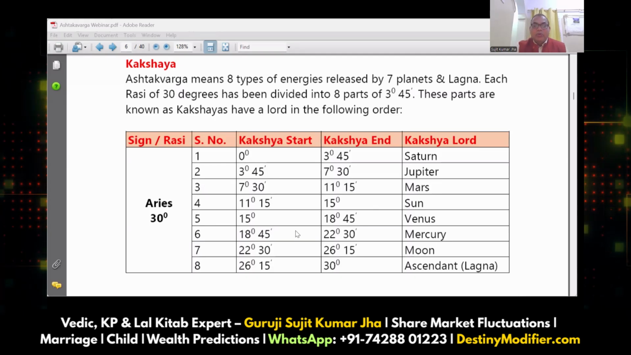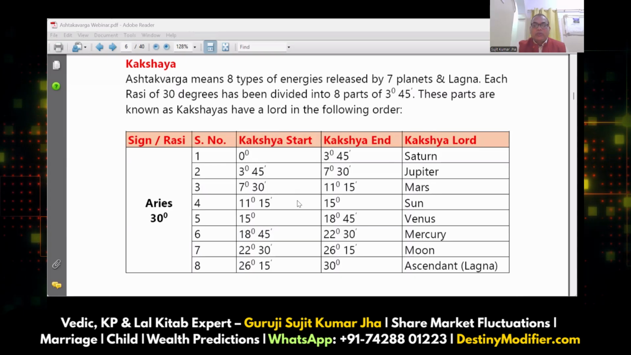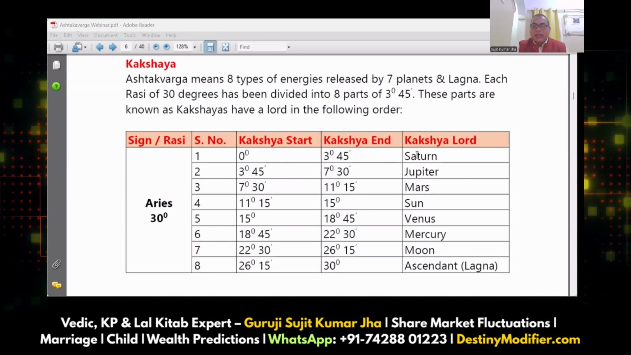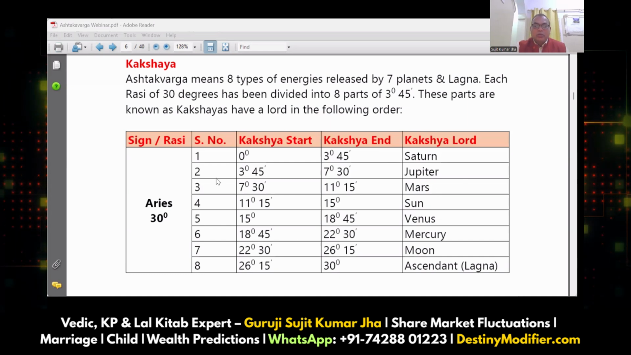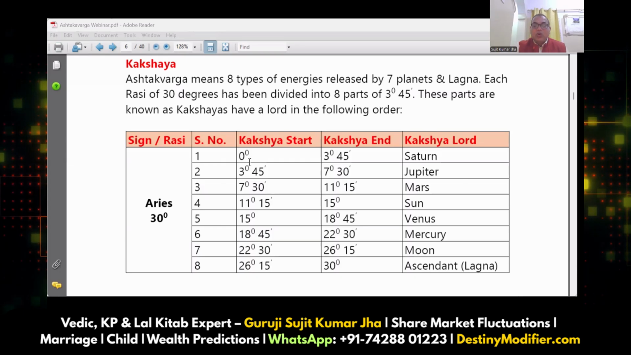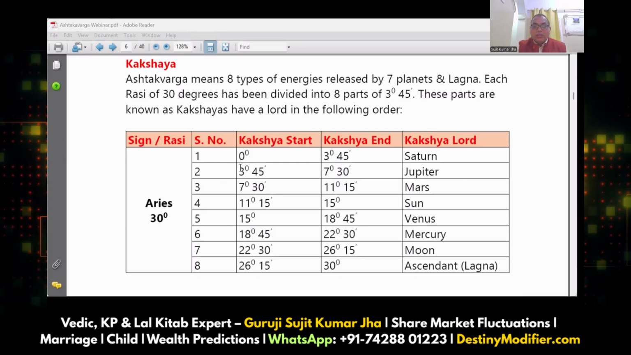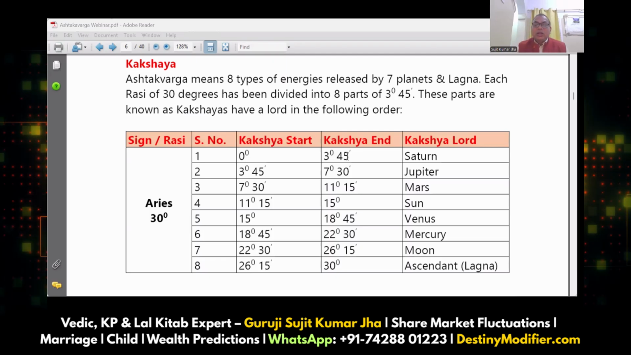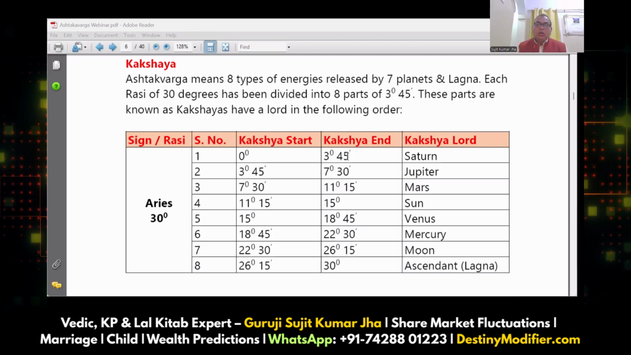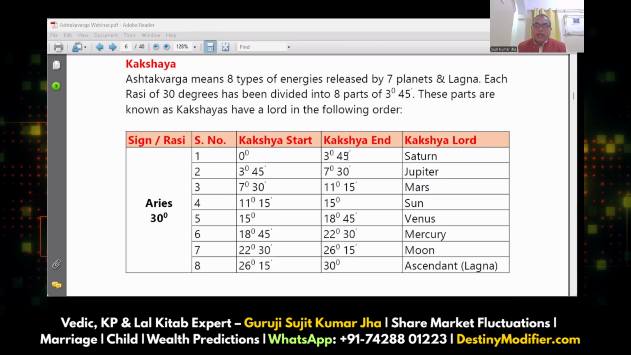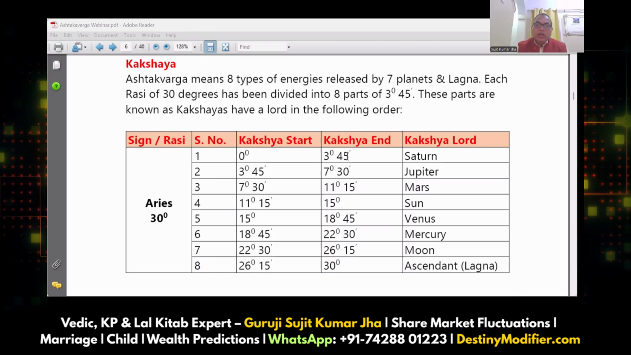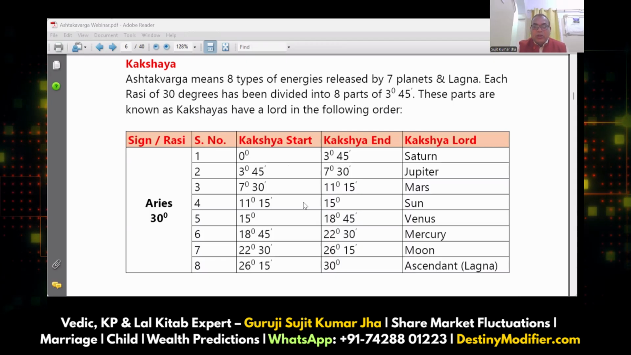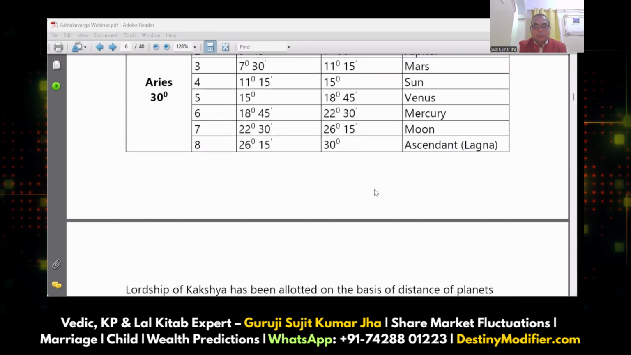Now, why is it very important? Because suppose the Sun transits in Aries sign and Saturn has not given a point in Aries sign, then what will happen? When the Sun comes, the Sun's degree is 0 to 3 degrees 45 minutes. The Sun is unable to give a result. So at that time, the native will not get the result of the Sun. That's why during the transit of a planet, we have to use this concept.